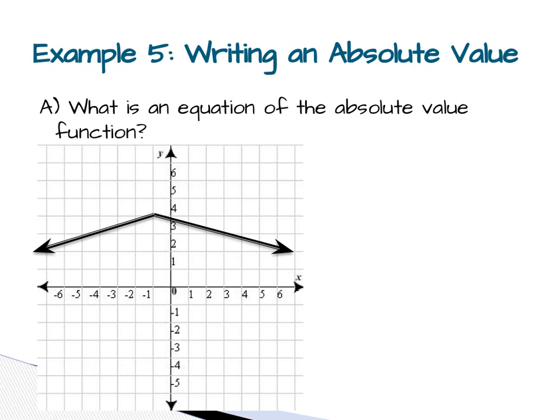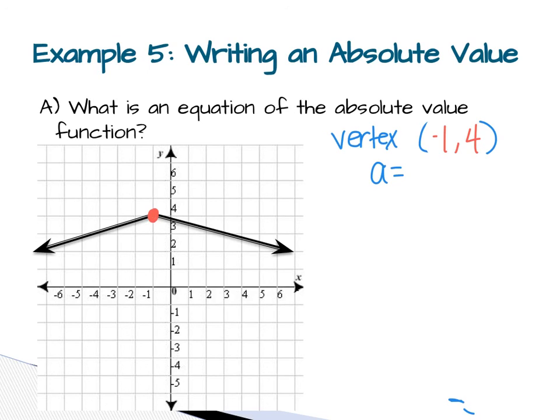Now we're going to write the absolute value function. All we need is a vertex to do this because it's hk, and we need a stretch or compression factor, so we need an A. Okay, so first thing we can find is the vertex because that's really easy, so that's going to be negative 1, 4. So I'm going to erase this and put negative 1, 4.